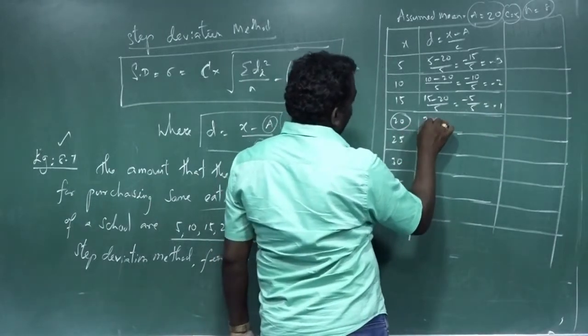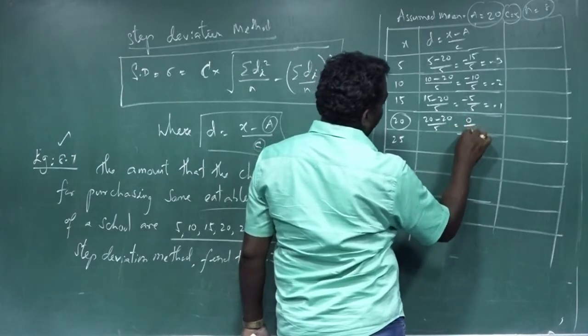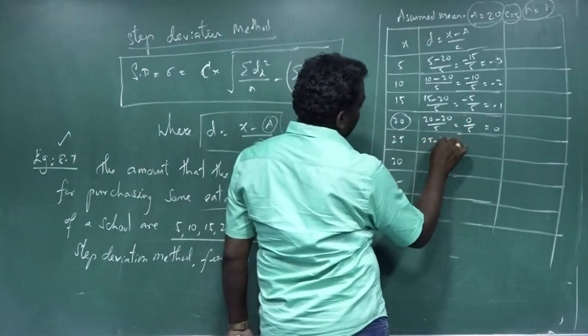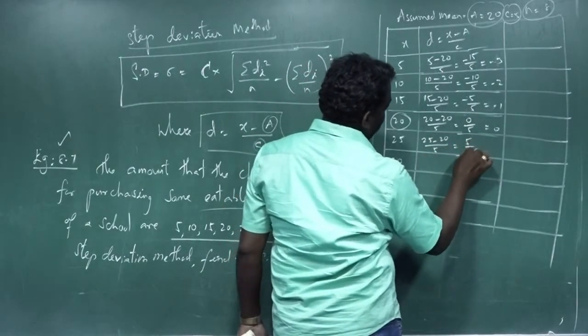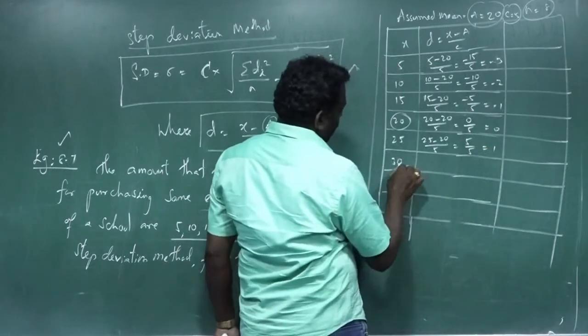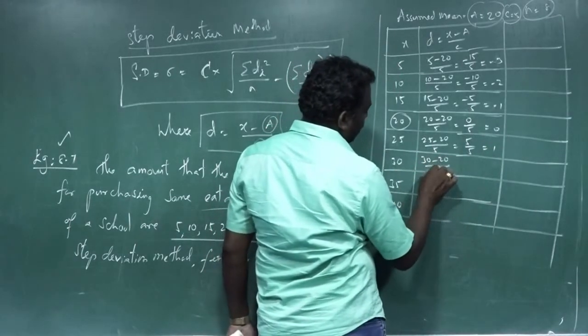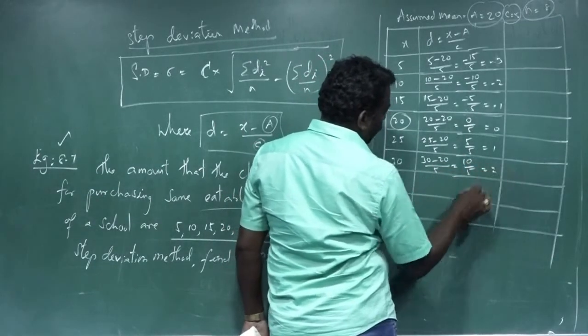Then x value equal to 20, a value equal to 20, by 5, that is equal to 0 by 5, that is equal to 0. Now x value equal to 25 minus a value 20, c value 5, that is equal to 5 by 5, that is equal to 1. Then x value equal to 30 minus 20, a, by c value 5, that is equal to 10 by 5, that is equal to 2.